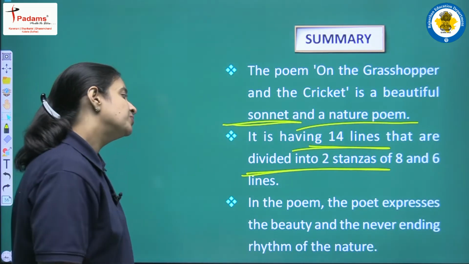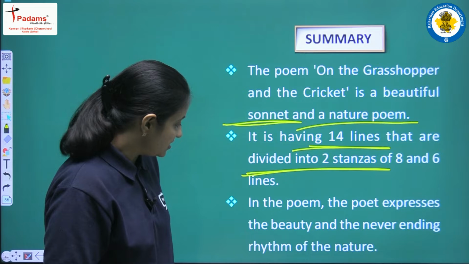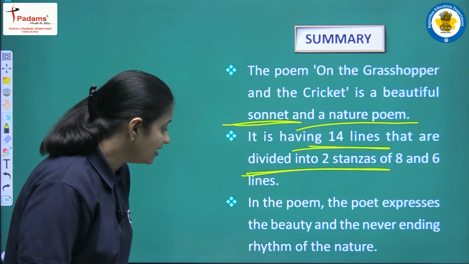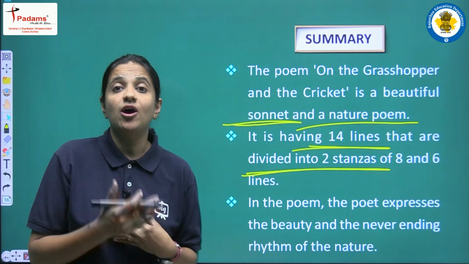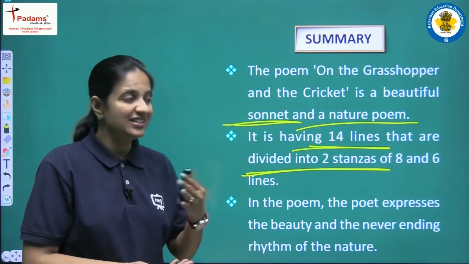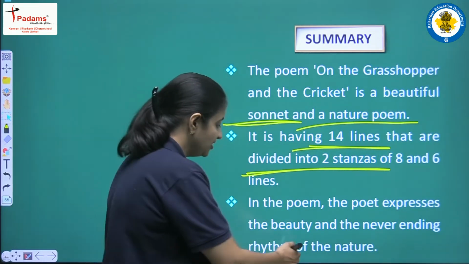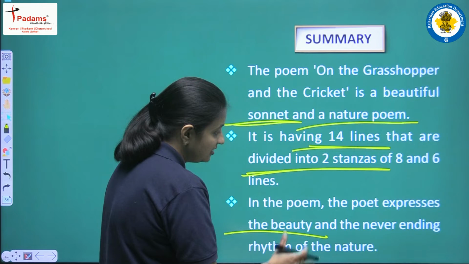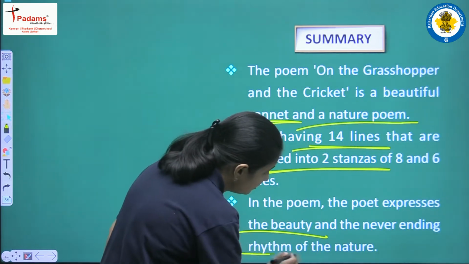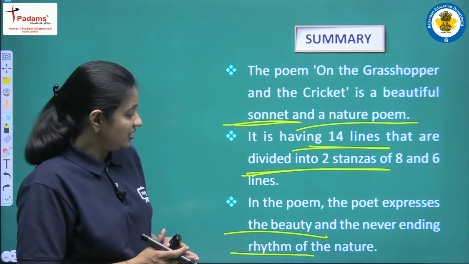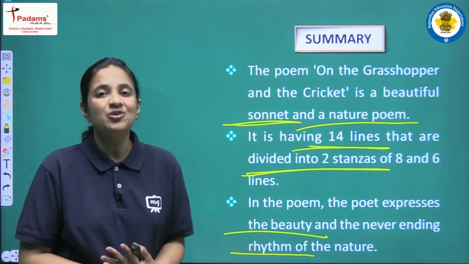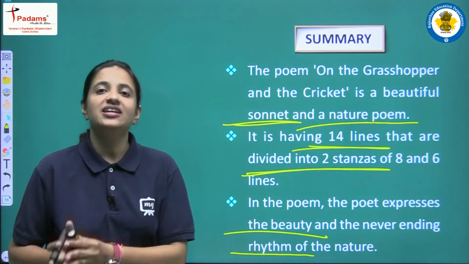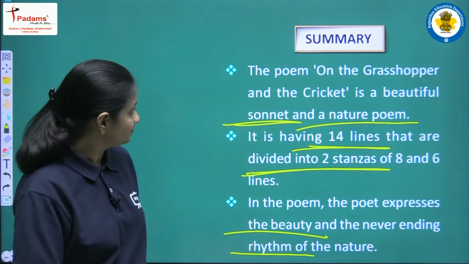In the poem, the poet expresses the beauty and the never-ending rhythm of nature. Throughout the poem, the poet presents the idea that nature is very beautiful and has a never-ending rhythm. Nature has so many beautiful objects, and the song, the rhythm, or we can say the poetry of nature is never-ending.